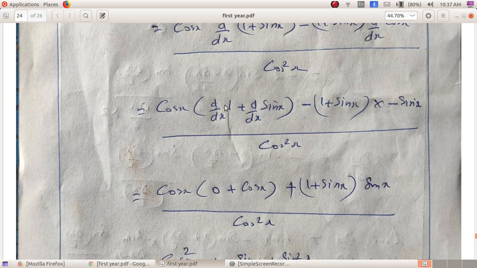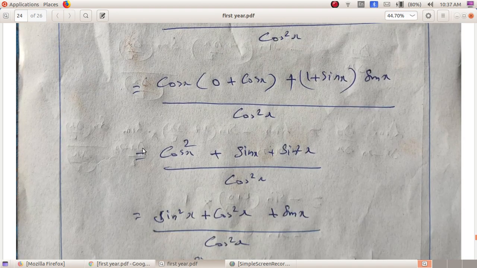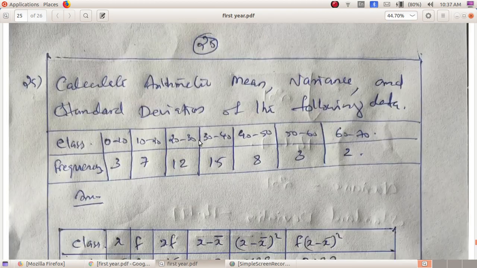Then cos x into, it is 0 plus cos x, plus 1 plus sin x into, these two negatives will become positive. That is here positive. Then cos x into cos x, cos square x, plus sin x into sin x, sin square x. Sin square x plus cos square x is 1, so 1 plus sin x divided by cos square x is the answer.